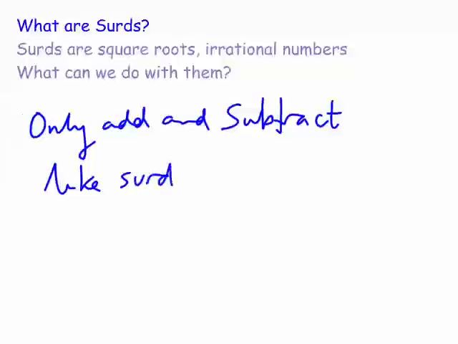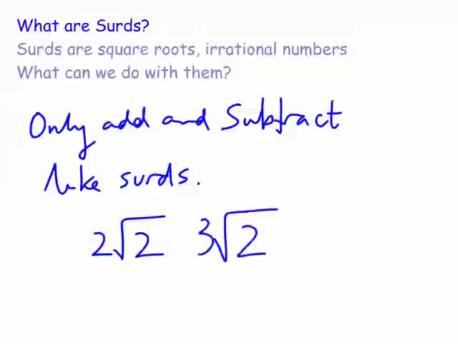Now, the question is, what is a like surd? Well, is the square root of 2 the same as the square root of 3? Or are they like? No, the square root of 2 and the square root of 3 are not like surds. We need the number under the square root sign to be the same before they are like. So let's have a look. Is 2 lots of the square root of 2 like 3 lots of the square root of 2? Can we add those? Yes, we could add those. We could get 5 lots of the square root of 2.